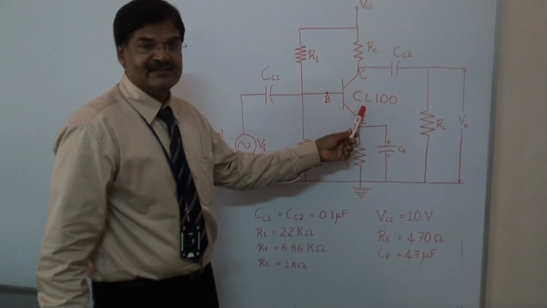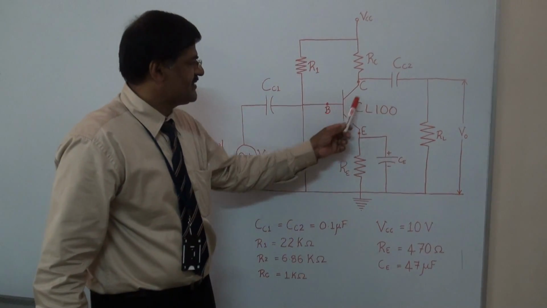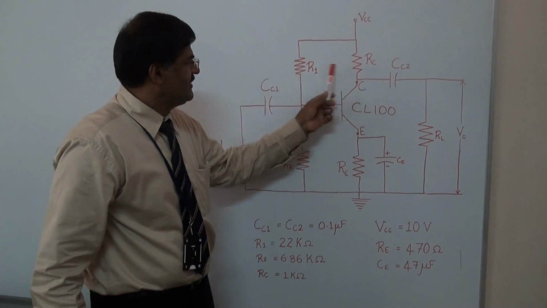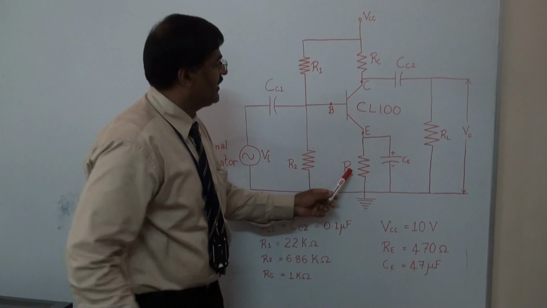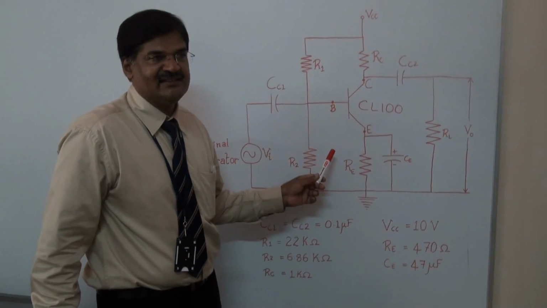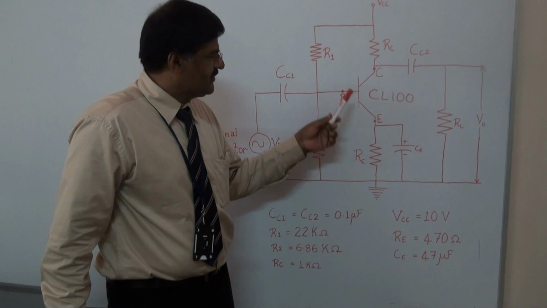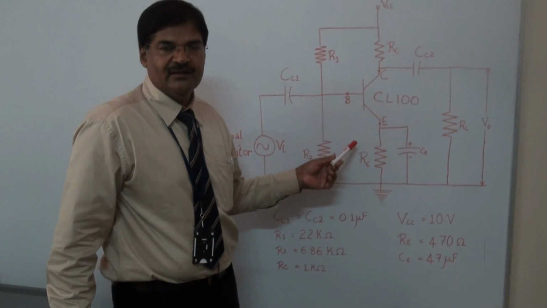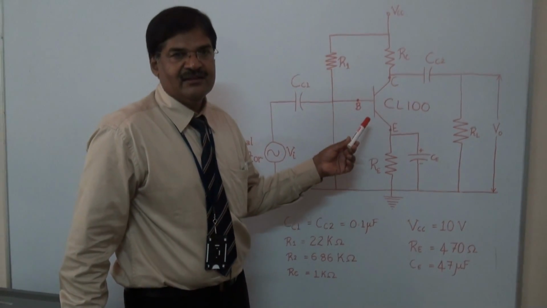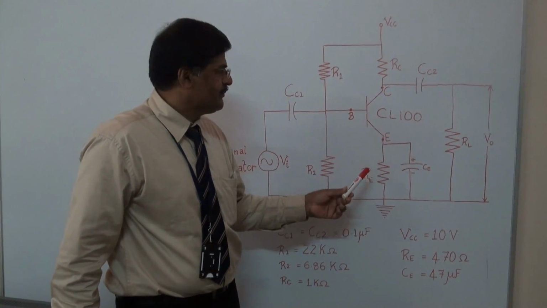So this is the transistor CL100: emitter, base, collector, and RC, R1, R2 and RE are used for biasing the transistor. Biasing is nothing but applying DC in such a way that the transistor will be turned on and the Q point will be fixed on the DC load line.